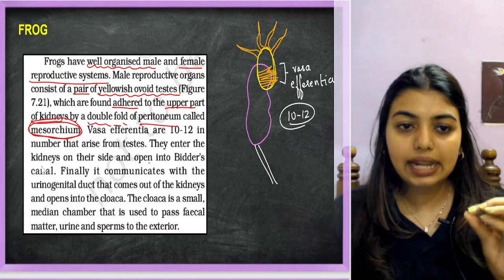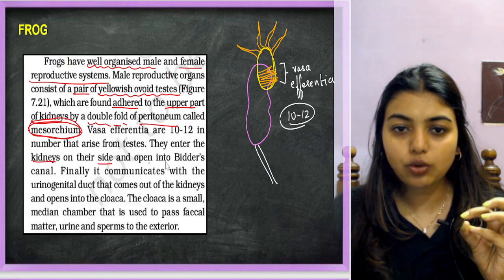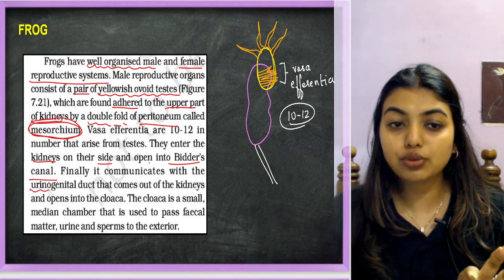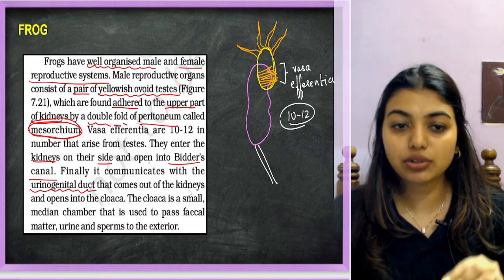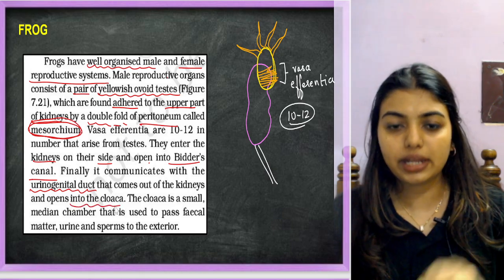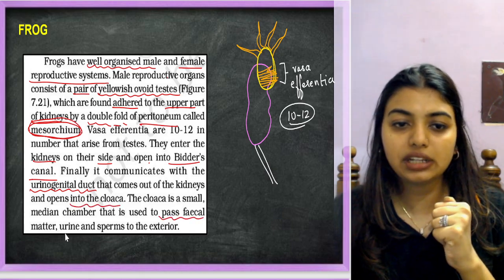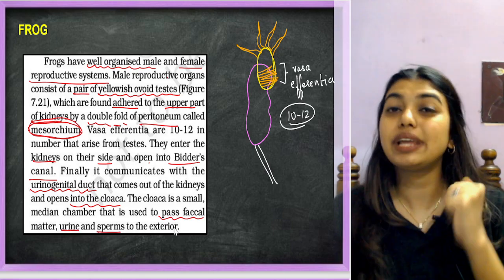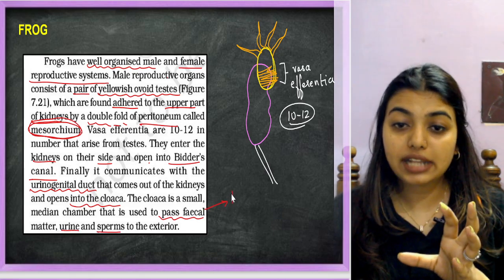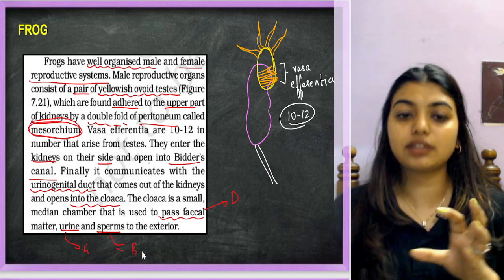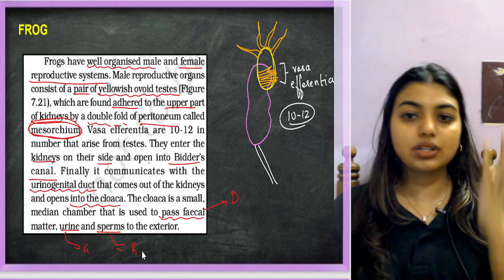They enter the kidney on their sides and open into Bitter's canal. Finally, it communicates with the urinogenital duct that comes out of the kidney and opens into the cloaca. The cloaca is a small median chamber that is used to pass fecal matter, urine and sperm to the exterior. That is, it is a part of the digestive system, the excretory system, and the reproductive system in males. Okay, is it very clear?